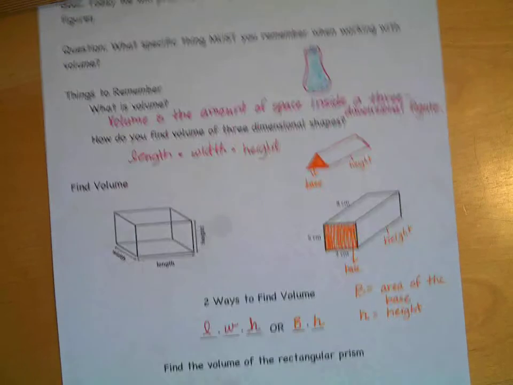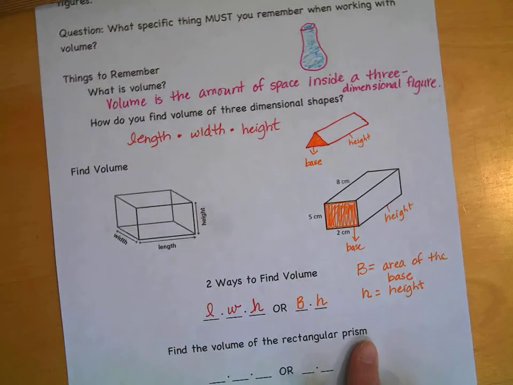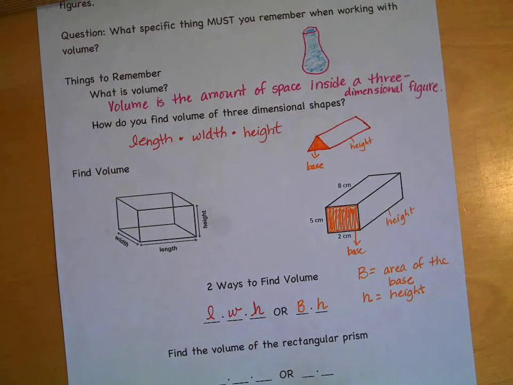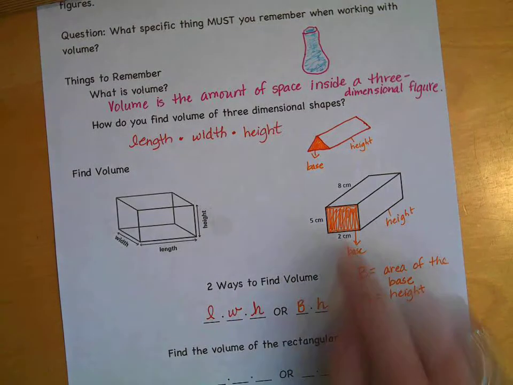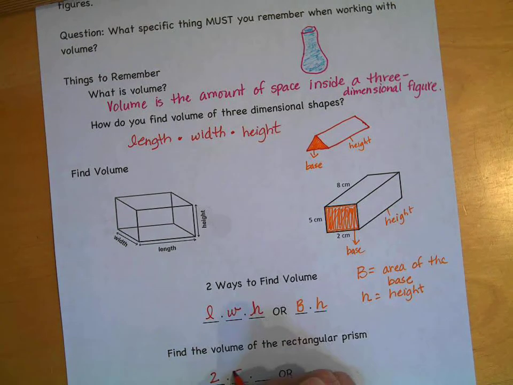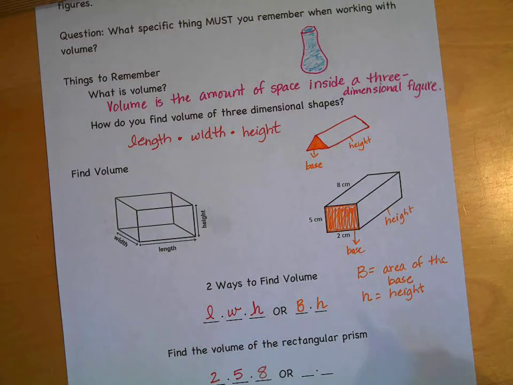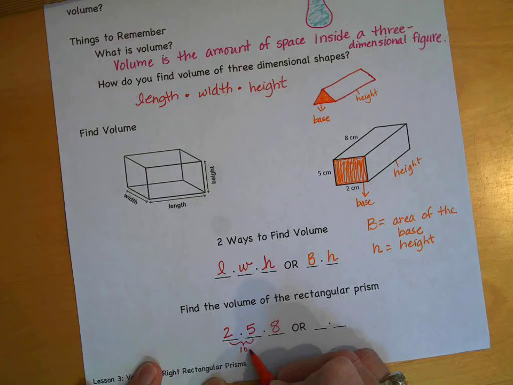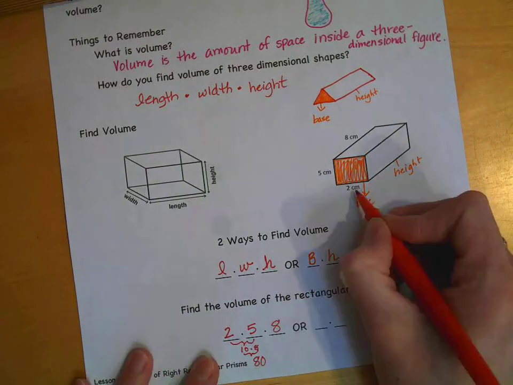All right, so if we're looking at this rectangular prism that I drew, it says find the volume of the rectangular prism. Okay, so we can do it 2 ways, right? The 2 ways are you take the length times the width times the height. So we're saying the length is going to be 2, right? The width is going to be 5, and the height is going to be 8, okay? So that's one way to find it, right? So we would go 2 times 5 is 10, right? And then we would have to multiply 10 by 8, which gives me 80.